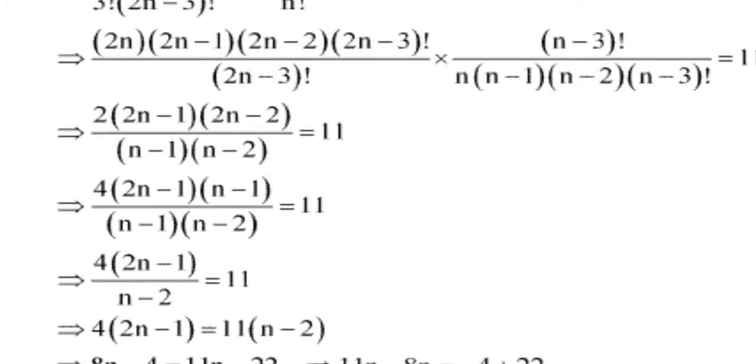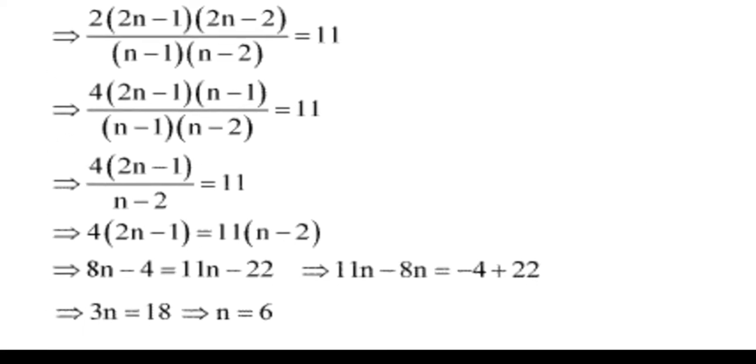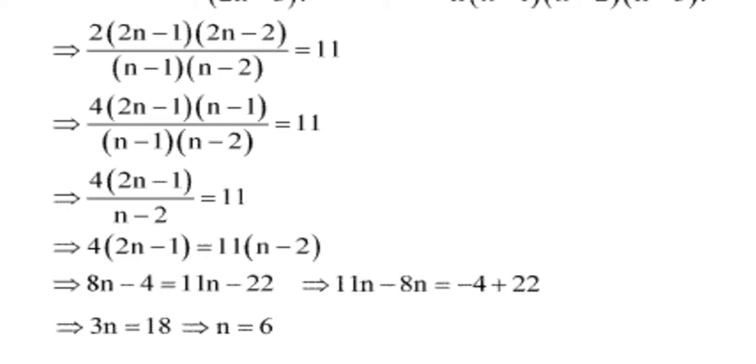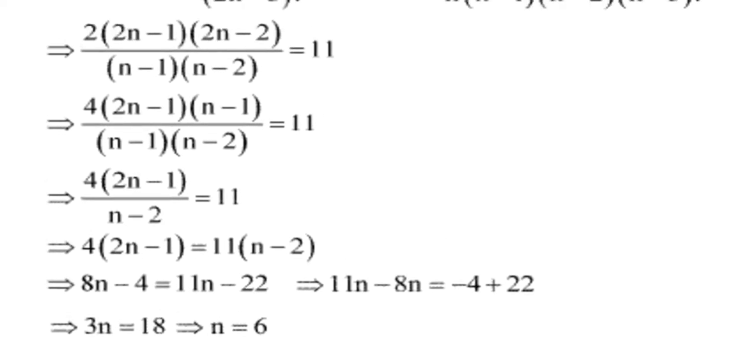The remaining terms will be 2 into 2n minus 1, 2n minus 2 divided by n minus 1 into n minus 2, equal to 11. Again, further cancellation: 2 is common in 2n minus 2, so the n minus 1 term gets cancelled. So ultimately it is 4 into 2n minus 1 by n minus 2 equal to 11. After cross multiplication and simplification, ultimately we get the value of n as 6.